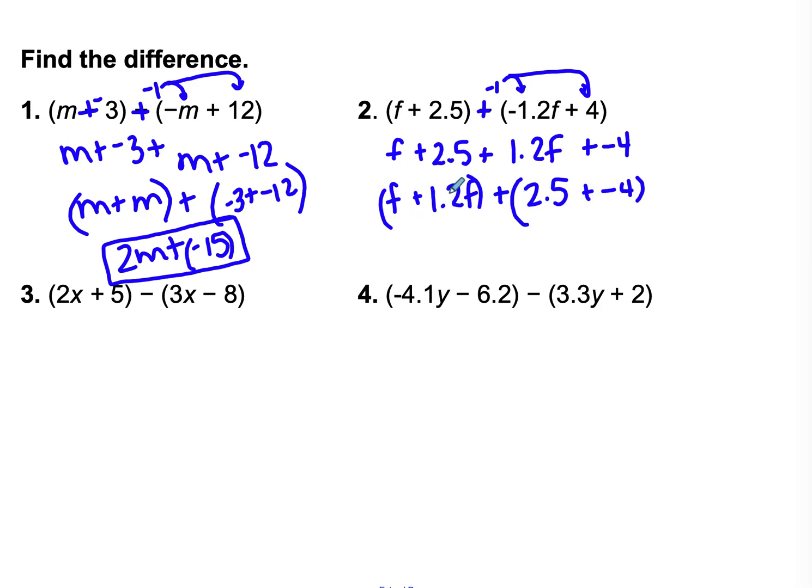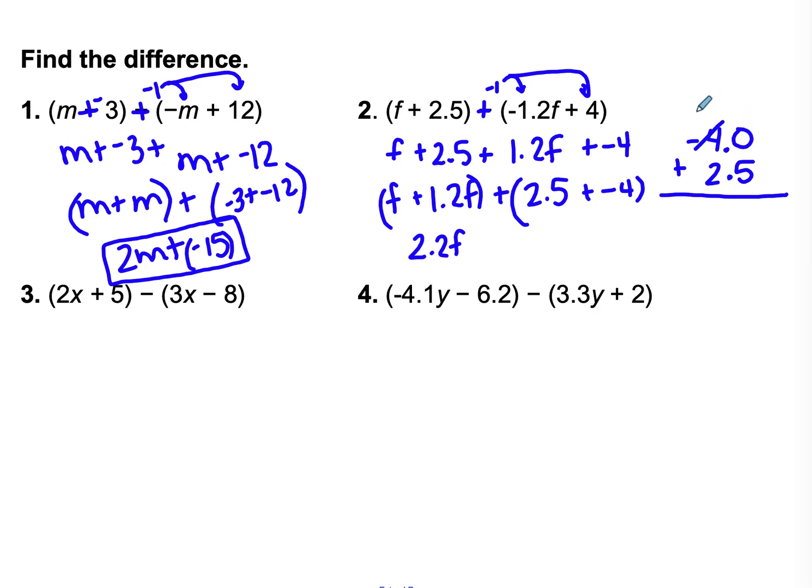Okay, so f is like 1f. 1f plus 1.2 f is 2 and 2/10 f. 2.5 plus negative 4. Now, this one I'm going to do off to the side for those of you that need to see it. I don't have the same amount of decimal places, so my negative 4, I'm going to make negative 4 and 0/10. Line up the decimals. Use placeholder zeros. Different signs, find the difference.